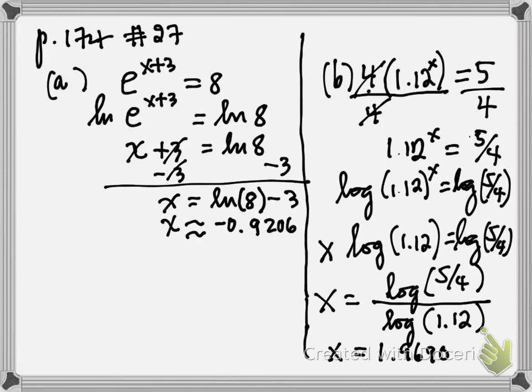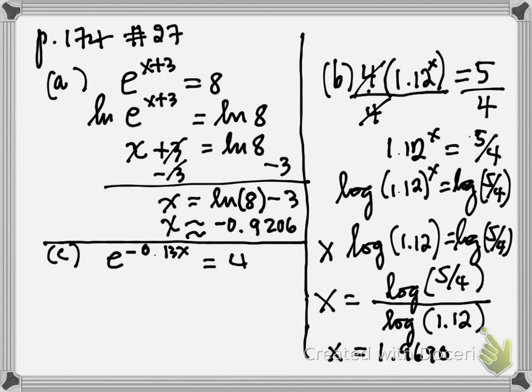I think I can squeeze in C here. I think this is enough space for C. C is e to the negative 0.13x equals 4.